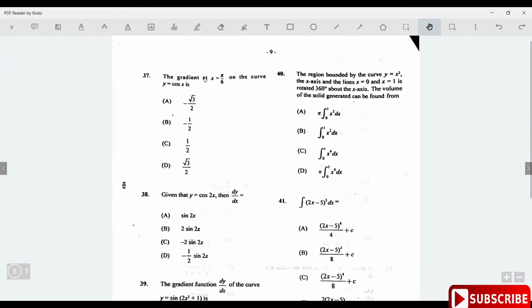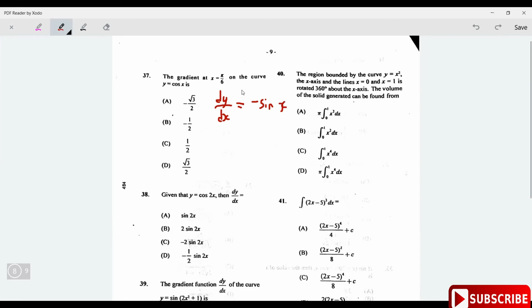Question 36. It says x is equal to pi by 6. Find the gradient of the curve at pi by 6. So first thing, you differentiate cos x to get dy by dx. And when you differentiate cos, you'll get minus the sine of x, and then you plug in x as pi by 6. Plugging in x as pi by 6, what you're going to get is negative a half. Nice and easy, negative a half, which is option B. Easy.